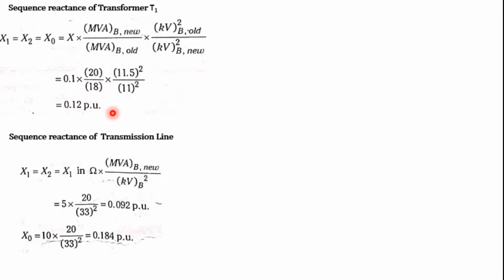Similarly for the transmission line, this is something different. X1 is equal to X2, and X0 is different. X1 and X2 values are given. The formula is X in ohm into MVA base new by kV base squared. The new MVA is 20, and the new voltage on the transmission line is 33, square of that value will give 0.092. And similarly for X0 it is 10 ohm, 20 divided by 33 squared, we'll get 0.184. So you have to be very careful here. X1, X2 for the transmission line are different and X0 is different.